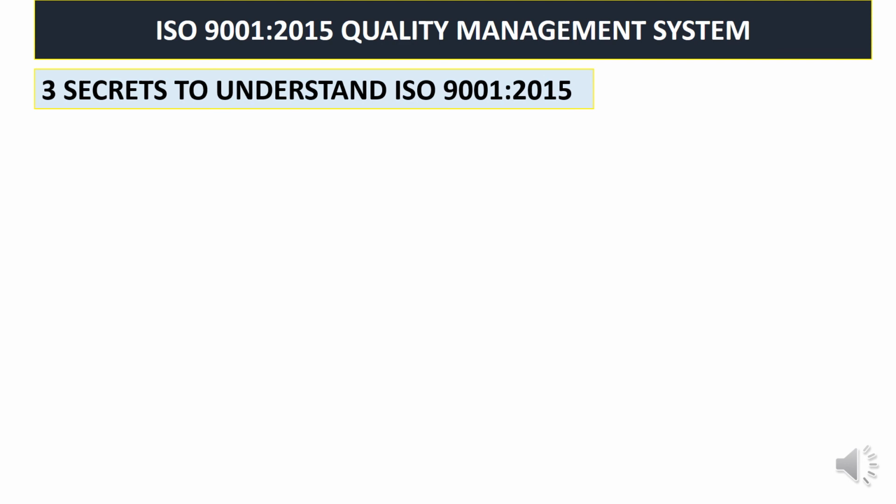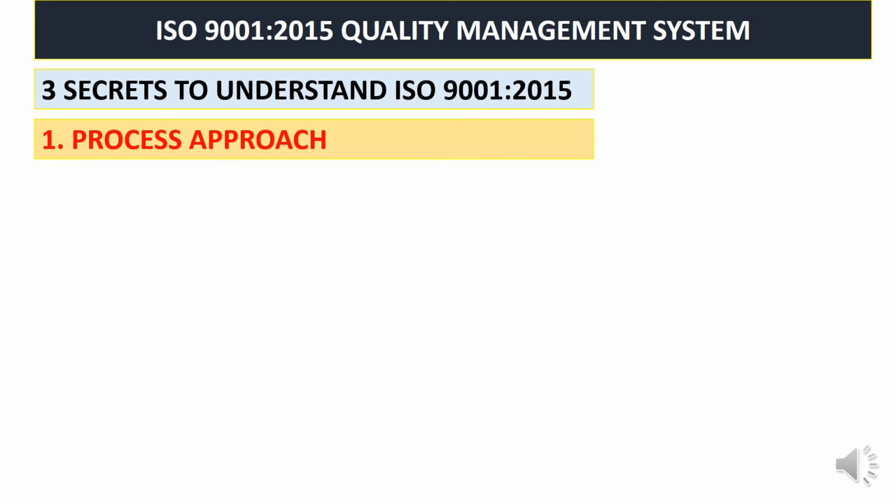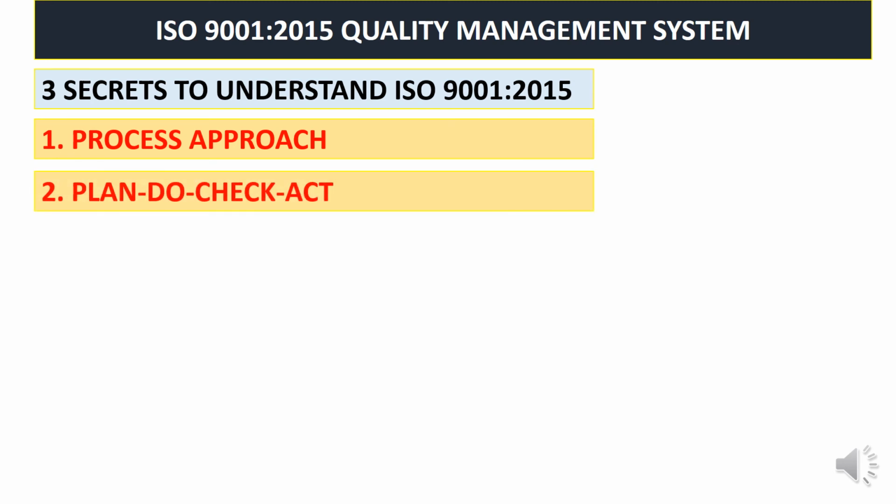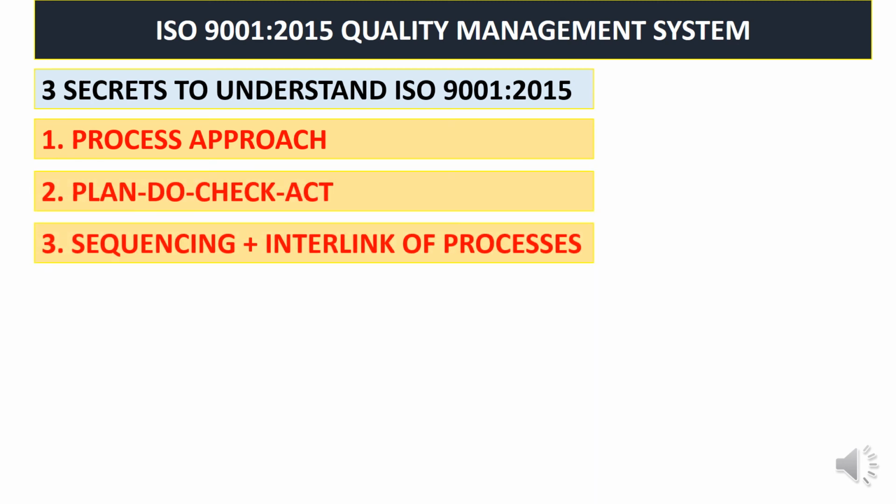So let us summarize that for this vlog. We found 3 secrets to understand ISO 9001:2015. The first secret is process approach, second is plan, do, check, act, and third is sequencing and interlink of processes. Here I would like to tell you that if you are reading or trying to understand or trying to implement ISO 9001:2015, the basic thing is to always keep in mind process approach, plan, do, check, act, sequencing and interlinking of processes while implementing, reading or understanding this standard.